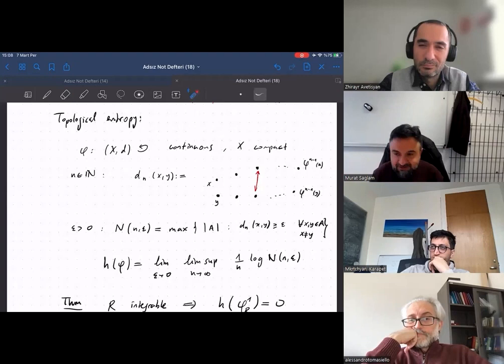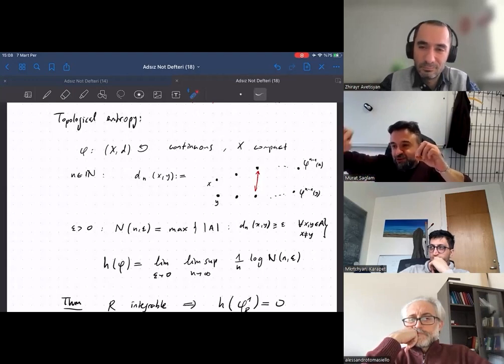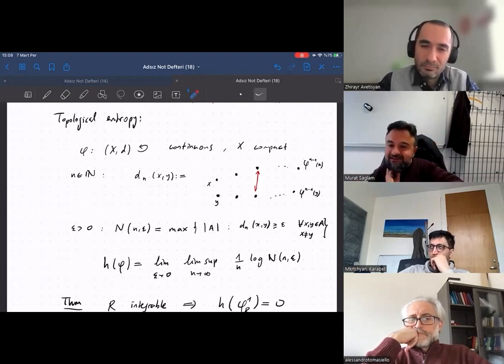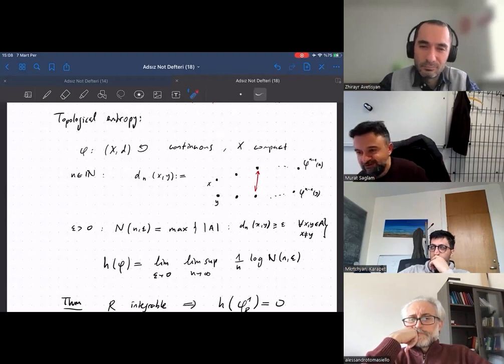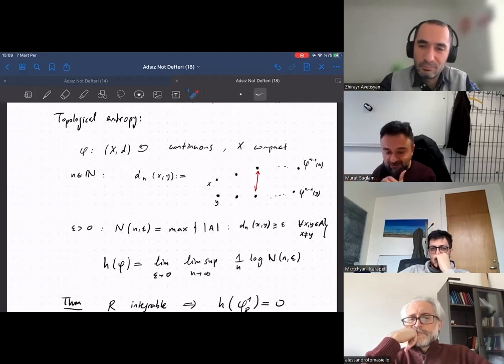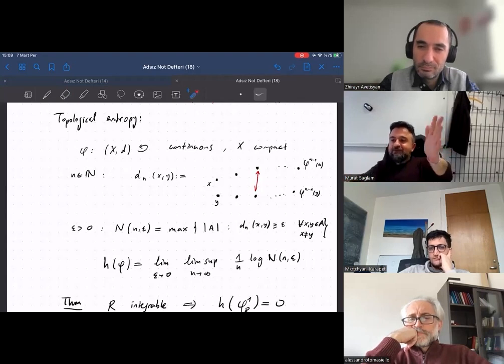Meaning that it's like this. You start with a point, okay? You iterate up to n. Now you take another point, you iterate up to n, and then you check if the maximal distance is big enough. If it is at least epsilon, then you put it in your bag. Now you have 2 points. Then you keep adding. And the fact is that given epsilon and n, this number is finite, this maximal number that you can get by just adding these points in your bag. This is the maximal number of epsilon separated points with n iterations.